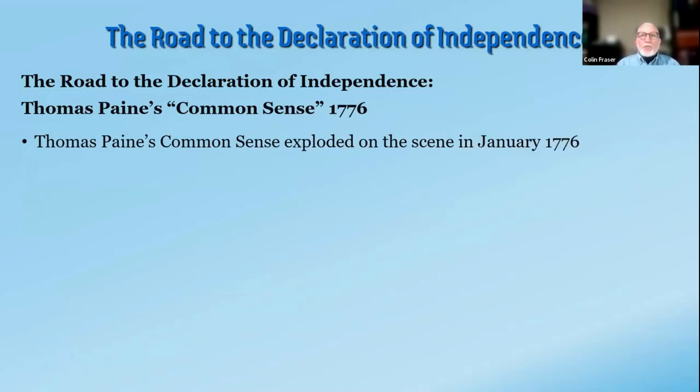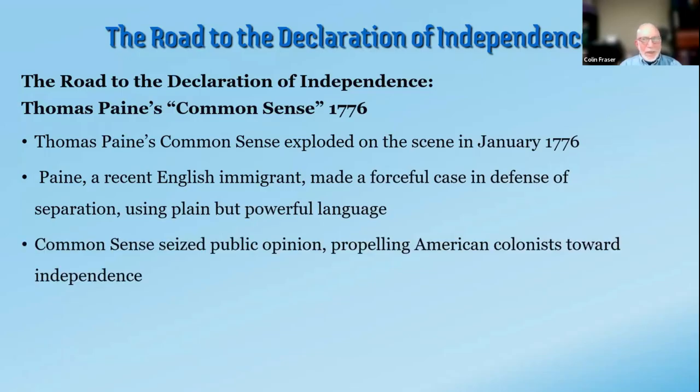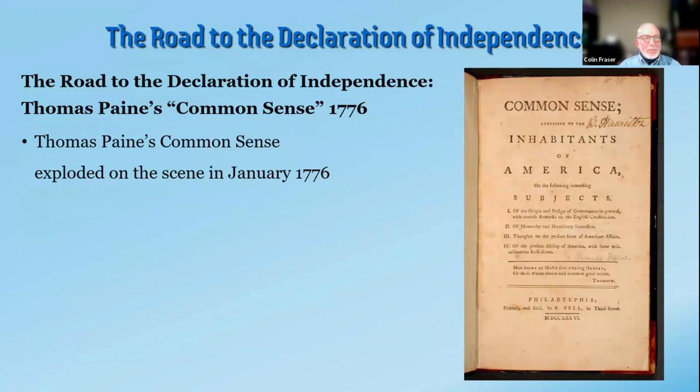What really finalized the direction that was driving us to a Declaration of Independence was Thomas Paine and his pamphlet, Common Sense. Now Paine was a newbie. He had just arrived in Philadelphia the end of November of 1774, but he was a passionate rabble-rouser and a great communicator. And his communication came out in this pamphlet called Common Sense.